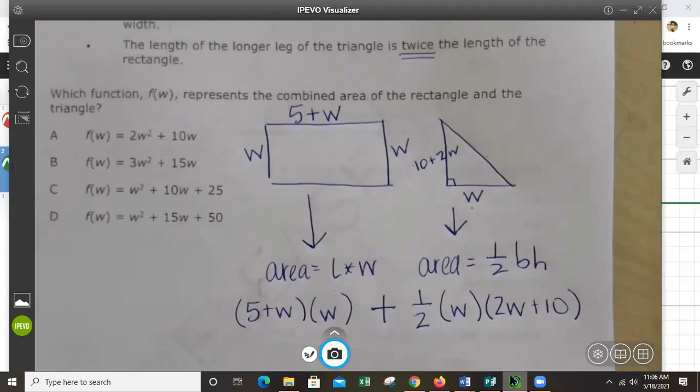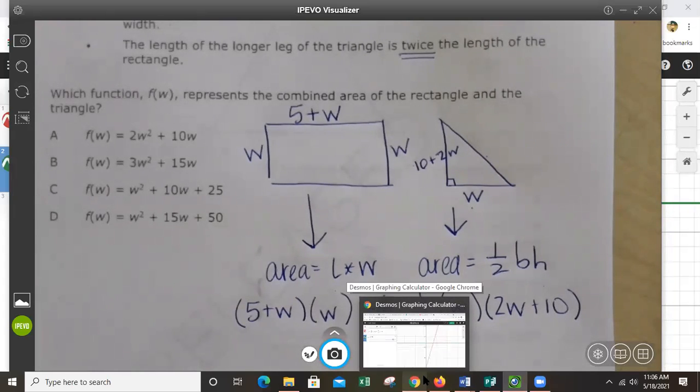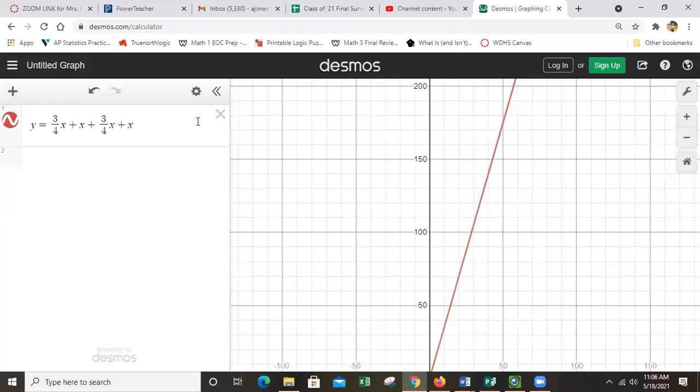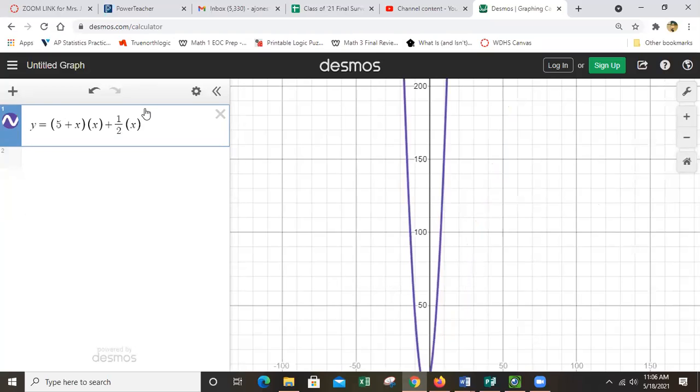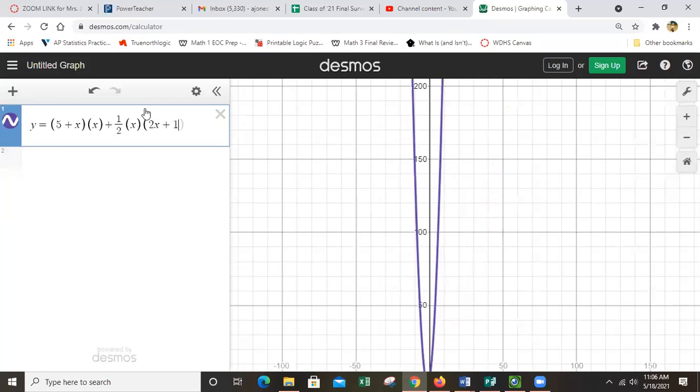I am way too lazy to multiply this out. Don't y'all feel like that? So now that I know this, I'm going to take this and go back to Desmos, and I'm going to put it in. Y equals. I'm going to change it to X's and type it in just like I have it. Plus 1/2 parentheses X parenthesis 2X plus 10.